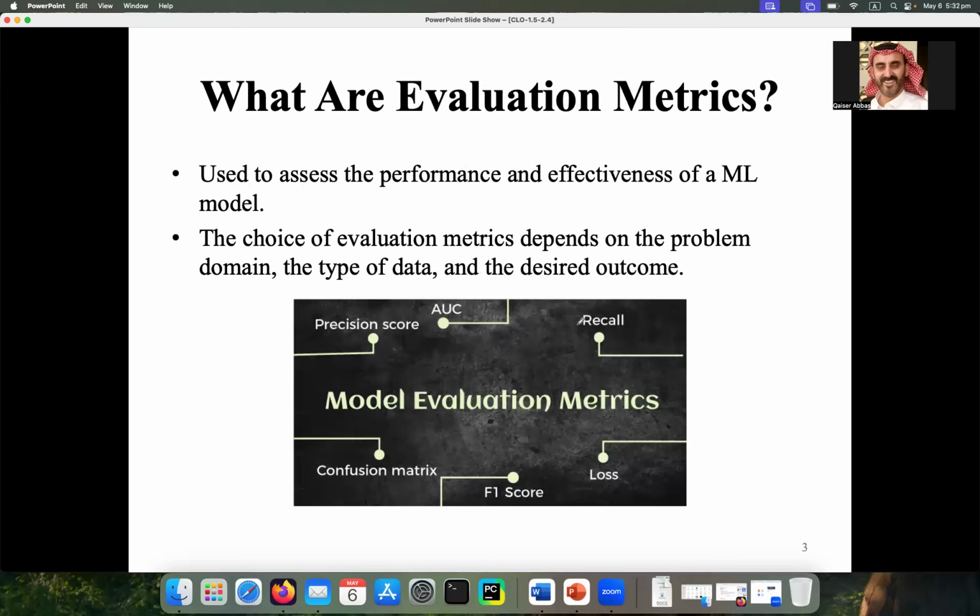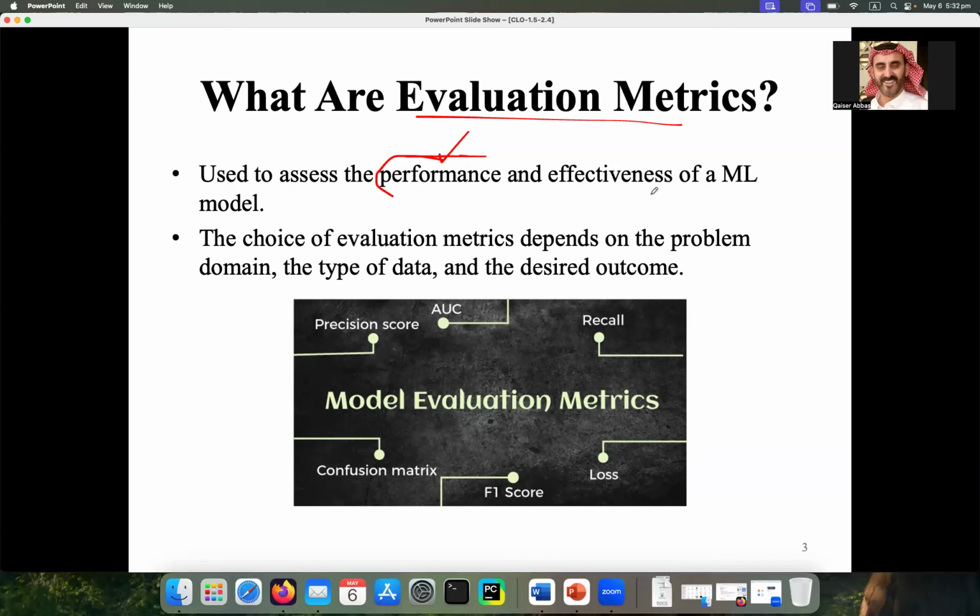So what are evaluation metrics? From your previous course, you already know what the evaluation metrics are. All these evaluation metrics, you will use them to assess or to test the performance or the effectiveness. You can use only one word or two words, it's up to you. It is theoretical. So we will use these evaluation metrics to assess the performance of the machine learning models.